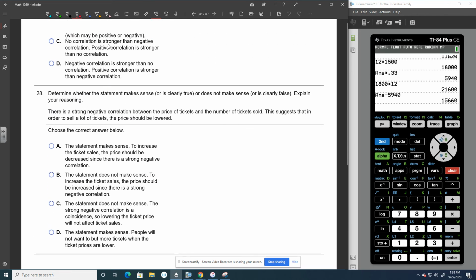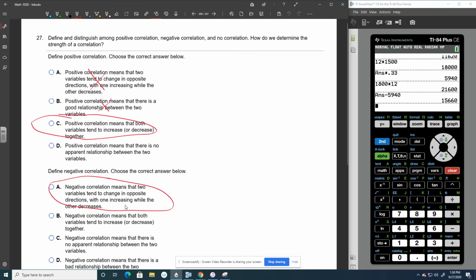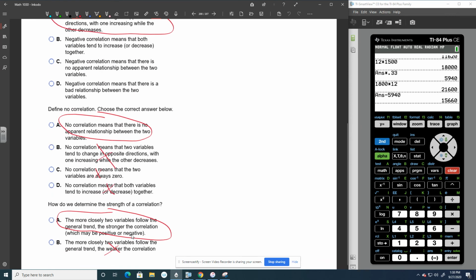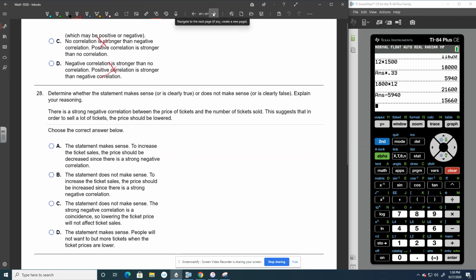Let's make sure C and D aren't better. No correlation is stronger than negative correlation. Positive is stronger than no. No, that's not true. Negative is stronger than no correlation. Positive is stronger. Nope, that's not true either. So yeah, A is going to be our best option. That the closer they are to that trend, the stronger the correlation is.